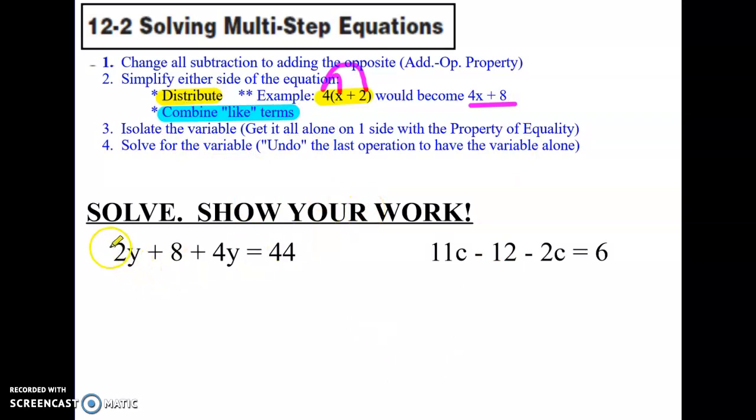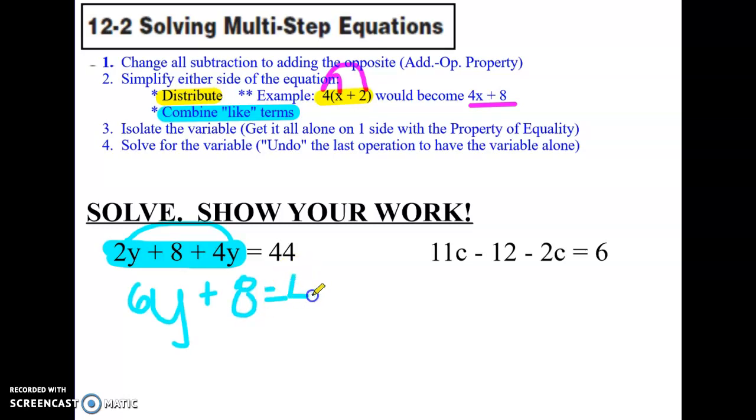If I looked at this first problem right here, I can put my 2y and 4y together to get 6y. So I have 6y plus 8 is equal to 44. I want to get the 6y by itself. So I'm going to get rid of this 8, and the way I'm going to get rid of 8 is I'm going to add a negative 8 or subtract 8 on both sides.